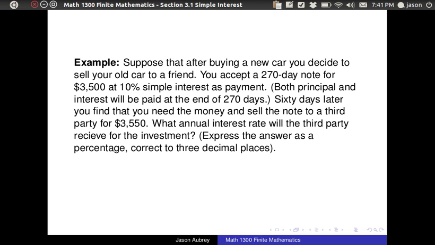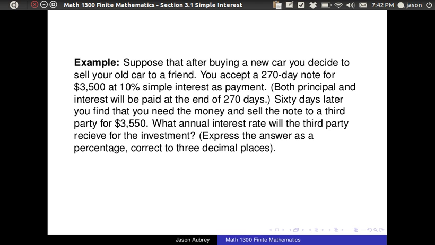Okay, let's look at another example. Let's suppose that after buying a new car, you decide to sell your old car to a friend. All right. Now your friend can't quite pay you right now, but says he or she can pay you 270 days from now. All right. So you accept kind of a contract or note, a 270-day note. Basically a note that says your friend's going to pay you in 270 days.